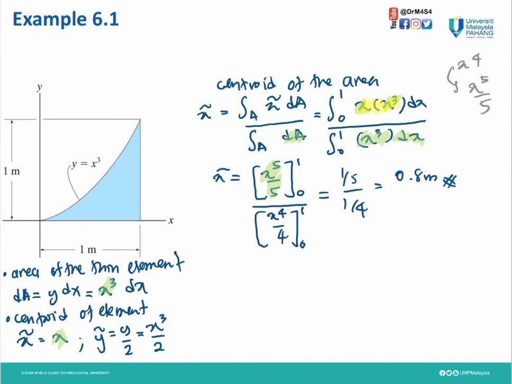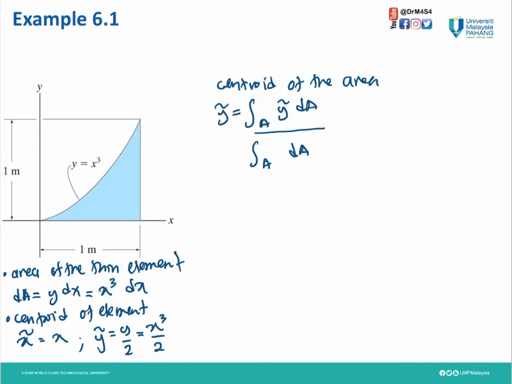Then you need to integrate x power of 3, so we will have x power of 4 divided by 4. And the limit for this integration is between 0 to 1, for both. So we will get, for the upper part, 1 divided by 5, and for the lower part, 1 divided by 4. Calculate that, then we get our x prime is 0.8 meter.